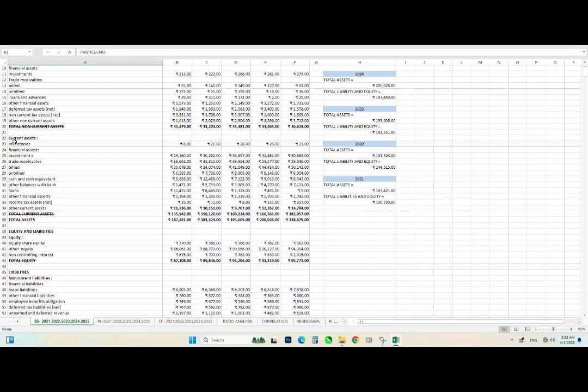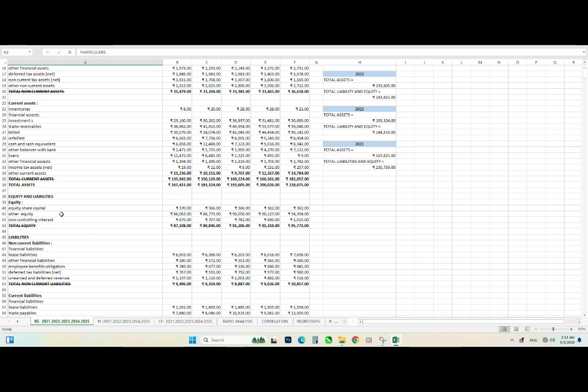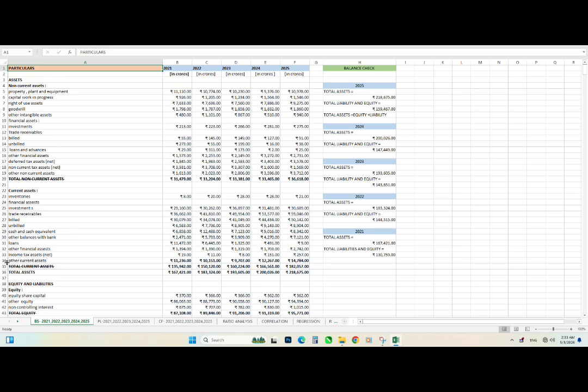Now, this is the balance sheet. This sheet represents the balance sheet of the company TCS. It includes key components such as total assets, total liabilities, and shareholder equity. By analyzing this, we can understand how the company is managing its resources and whether it is financially stable.